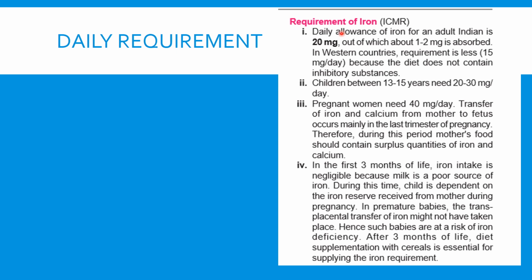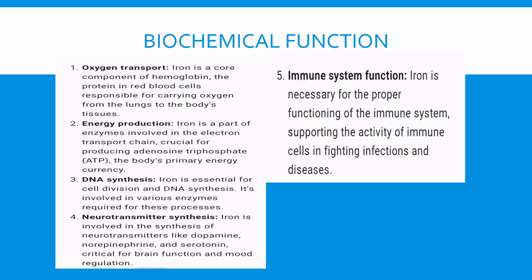Requirement of iron. The daily allowance of iron for an adult is 20 mg, out of which only 1 to 2 mg is absorbed. While in Western countries, this requirement is less because their diet does not contain any inhibitory substance. The children between the age of 13 to 15 years need 20 to 30 mg per day. Pregnant women need 40 mg per day of iron.